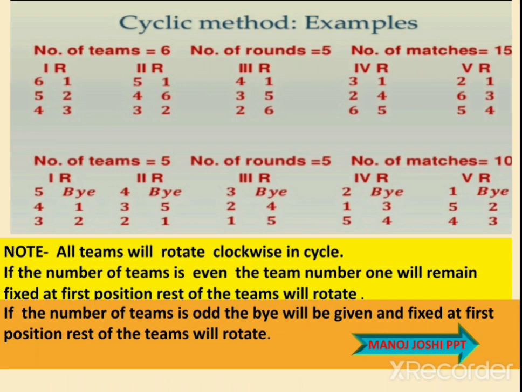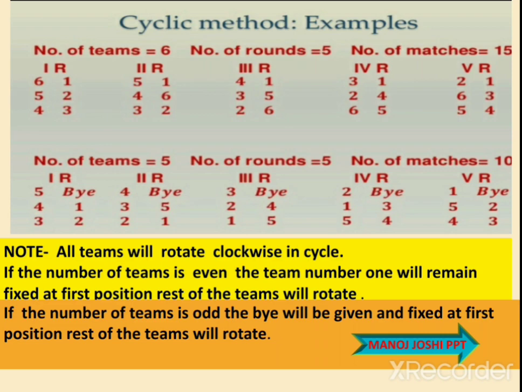First we will see n equal to 6, meaning the number of teams is 6. So it is an even number, and the number of rounds will be n minus 1. So the number of rounds will be 5. And the number of matches we will calculate by the formula n into n minus 1 upon 2. So the number of matches will be 15. N is 6, so n minus 1 equals 5. So 6 fives are 30, divided by 2 equals 15 matches.